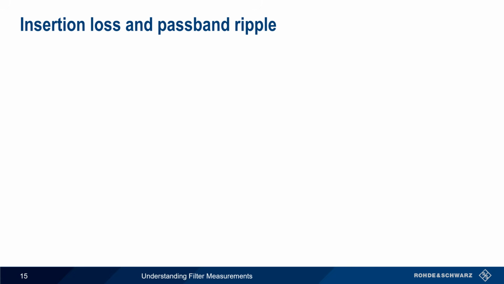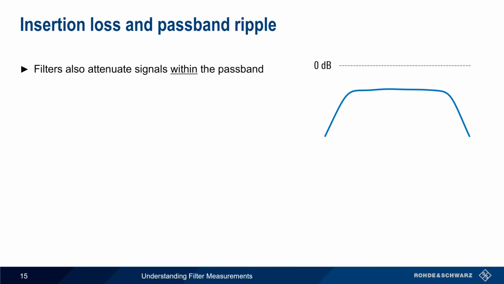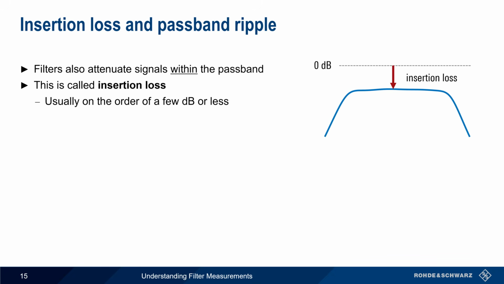In addition to attenuating signals outside of their passband, filters also unavoidably attenuate signals within their passband, and this is referred to as insertion loss. For most well-designed filters, insertion loss is on the order of a few dB or less. Insertion loss is primarily caused by impedance mismatches, as well as by dissipative losses within the filter.